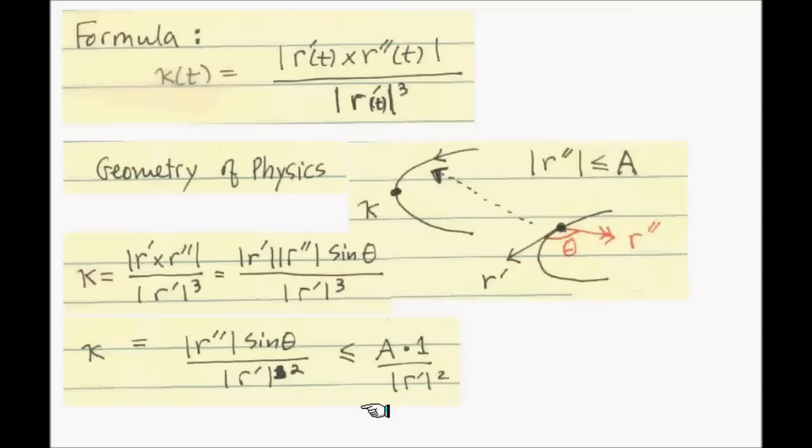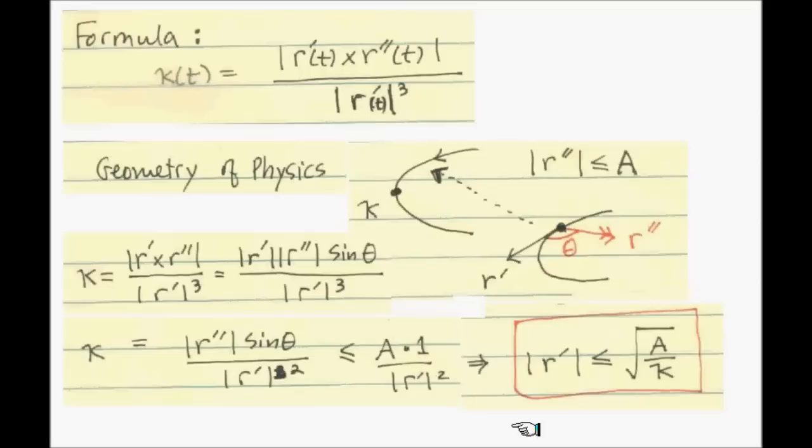Looking at this formula of kappa that was introduced here, we have the following inequality, and what this implies is interesting. If you solve this inequality for the absolute value of gamma prime, we have this inequality. What this means is that if the acceleration is limited like this, and you're going through a path with this curvature kappa, then the maximum speed it can reach at that moment is governed by this inequality. So this is very interesting.